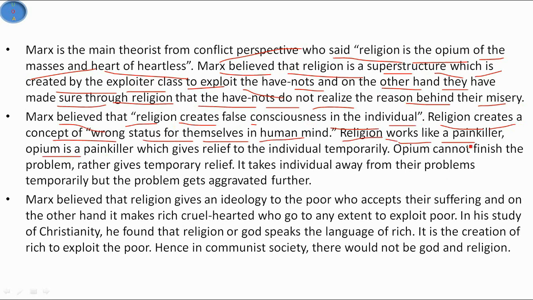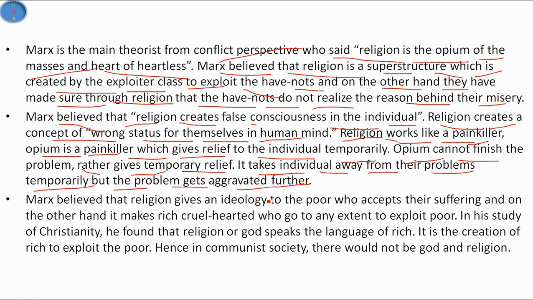Religion works like a painkiller. Opium is a painkiller which gives relief to the individual temporarily. Opium cannot finish the problem, rather gives temporary relief. It takes the individual away from their problems temporarily, but the problem gets aggravated further.